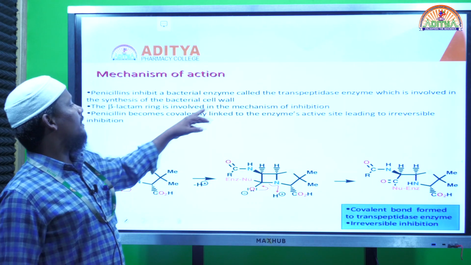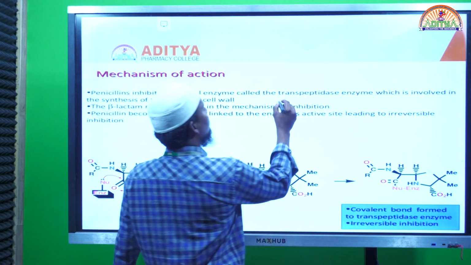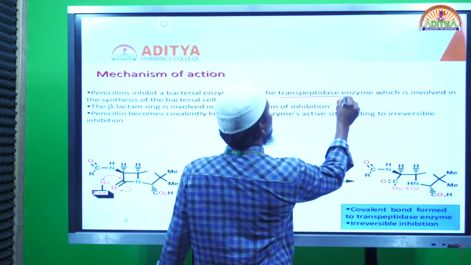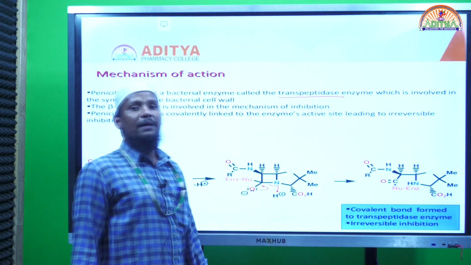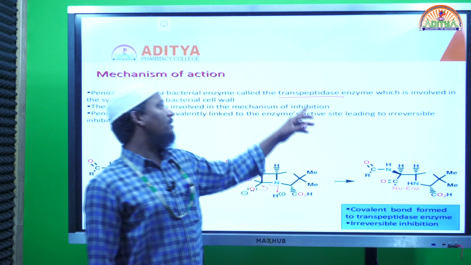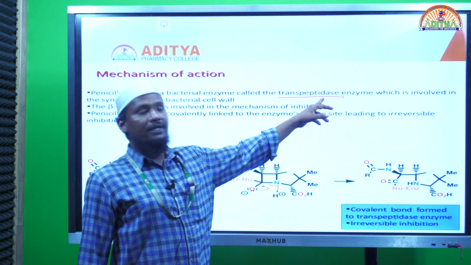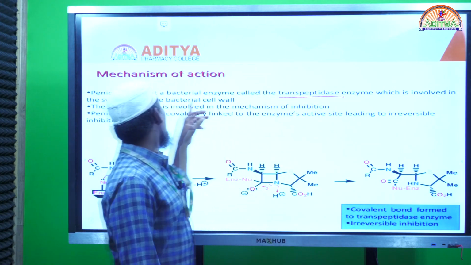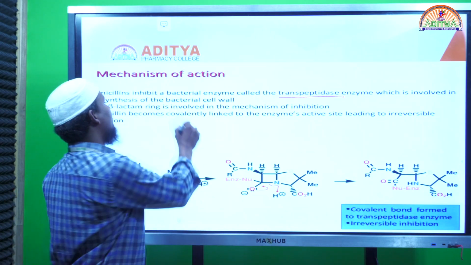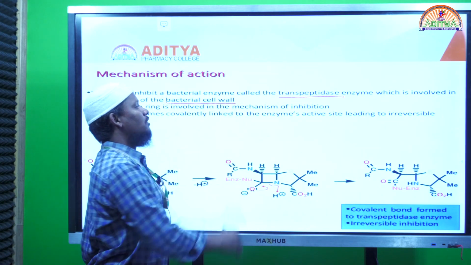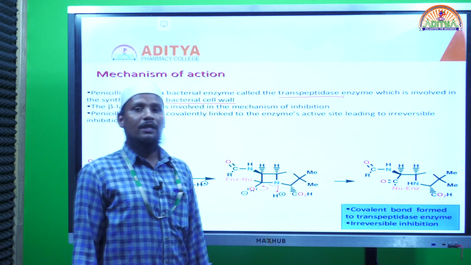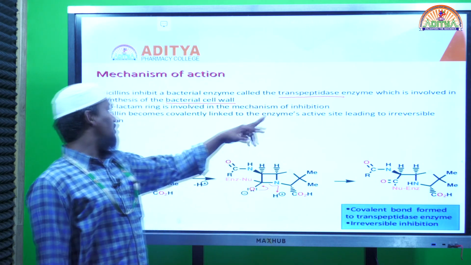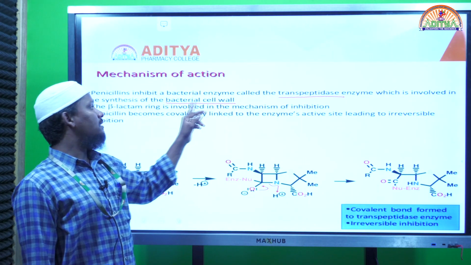So penicillins inhibit the bacterial enzyme called transpeptidase. Okay, so remember this point. The penicillins mainly act by inhibiting the actions of transpeptidase, which is involved in the synthesis of the bacterial cell wall. So transpeptidase is an enzyme that is mainly involved in the synthesis of the bacterial cell wall.